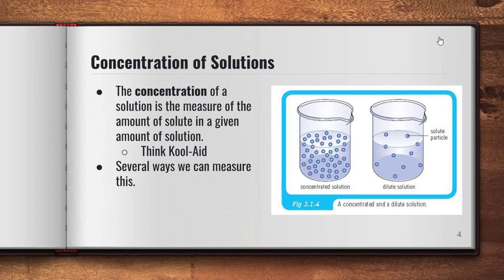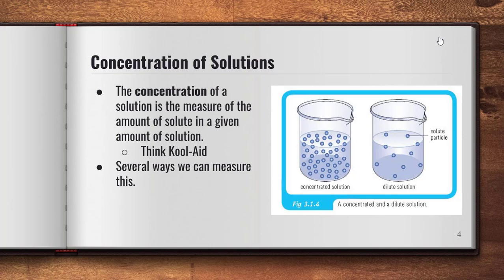If you have a dilute or weak concentration, then the Kool-Aid's not going to taste very good. It's going to taste very bland, mostly like water. If you have a very highly concentrated solution, it means there's a lot of sugar, there's a lot of Kool-Aid molecules in there that are going to give it a lot of different flavor. So the higher the concentration, the more solute is dissolved in the solvent.